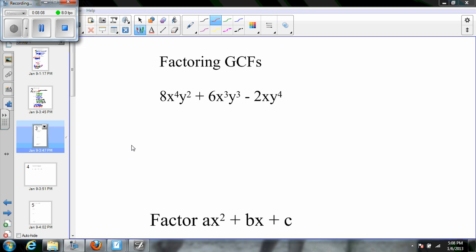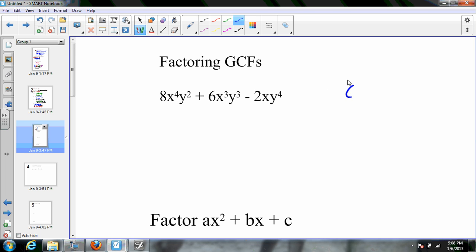The opposite of FOILing is called factoring, and we're going to start by factoring out the GCF, or the greatest common factor. So we have three terms: 8x to the fourth y squared plus 6x to the third y cubed minus 2xy to the fourth. So we look at what is the greatest common factor of the coefficients. We have an 8, 6, and 2. We can take out a 2. Look at the first variable, x to the fourth, x to the third, x. We take out the lowest amount, which is just x. Look at the next variable, y squared, y cubed, y to the fourth. Take out the lowest, which is y squared.